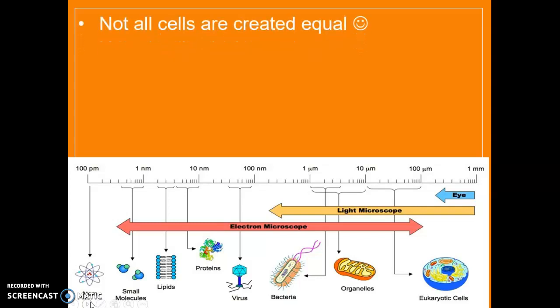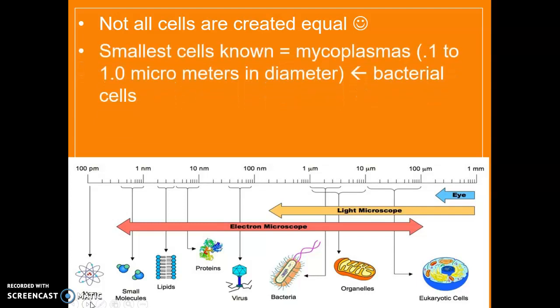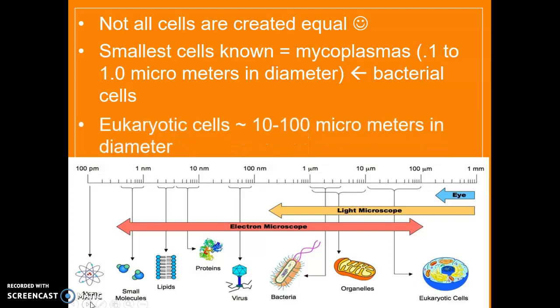So not all cells are created equal, just like people. The smallest cells, known as mycoplasms, are 0.1 to 1 micrometers in diameter, and those are typically bacterial cells. The eukaryotic cells are 10 to 100 micrometers in diameter. So you can see the increase in cells.